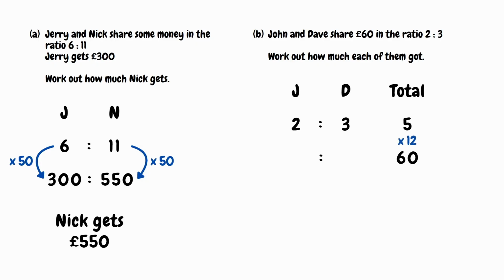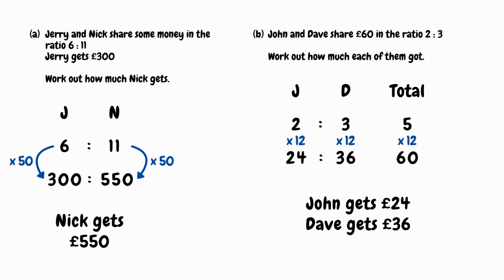So because we've done that for the total parts, we now need to do that for the individual parts. So I need to multiply both parts for John and Dave by 12. So if I do 2 multiplied by 12, that's going to give me 24. And if I do 3 multiplied by 12, that's going to give me 36. So again, these two ratios are equivalent. The ratio of 24 to 36 will simplify to 2 to 3. But we've now got the actual amount that each person received. John receives £24 and Dave receives £36.